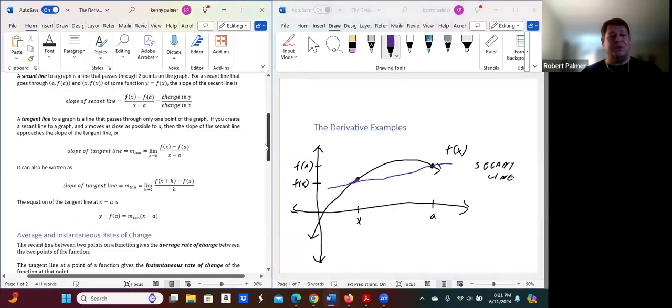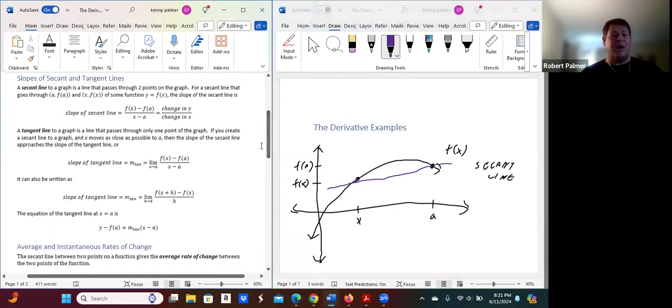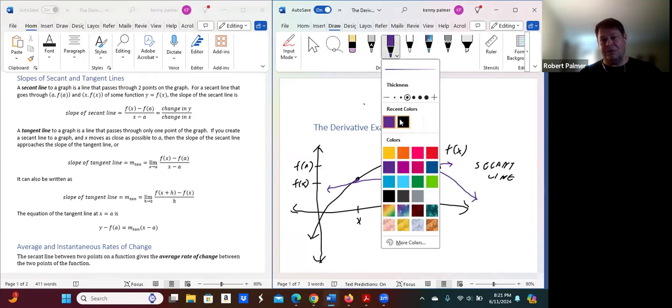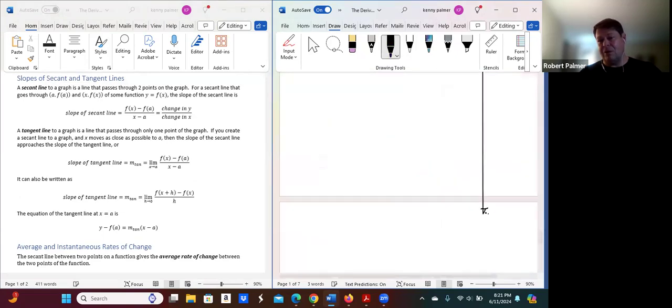Now, if I want to draw a line that touches the graph at only 1 point, that's called a tangent line. Once again, using the same color, if I drew a line that went straight through this point right here and only touched the graph at 1 point, and put arrows on this one as well, that is called a tangent line. Back to black.